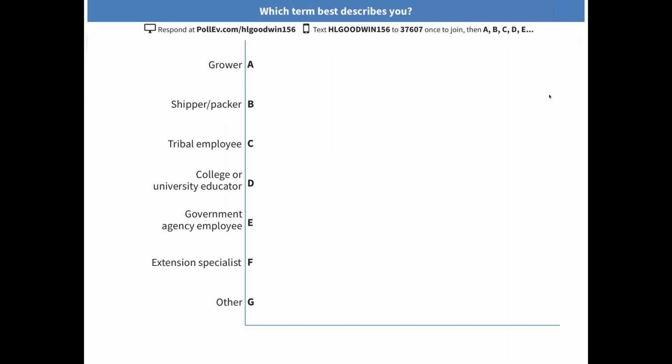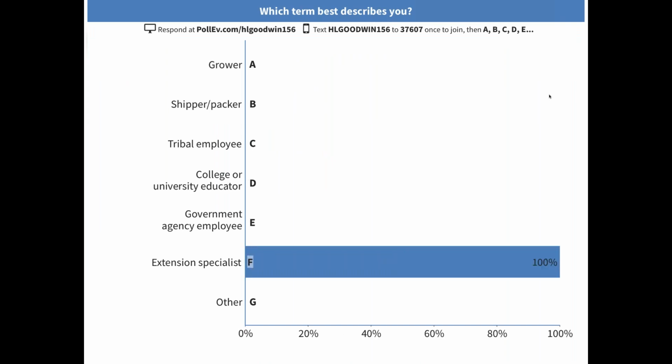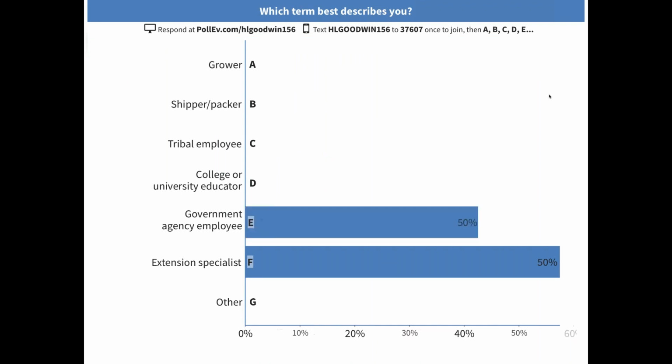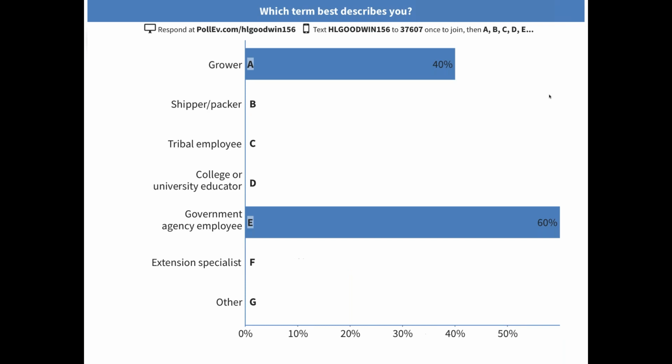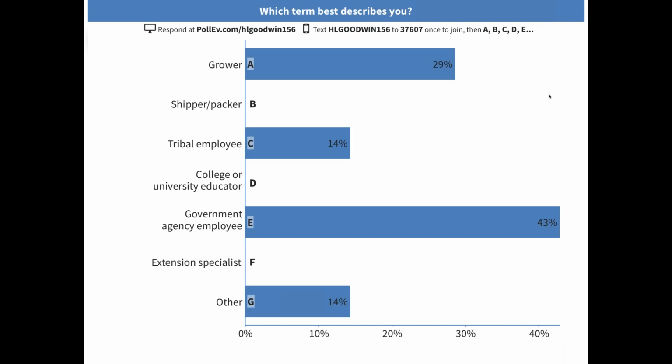So with that, we're going to go to our first question. And without me prompting, somebody has already responded. All right, there we go. Responses are rolling in. So, which term best describes you is the question. And you see the responses there, A through G. You can use the website or the text function to submit your response. And I'll give everyone a little while here to send in their responses.